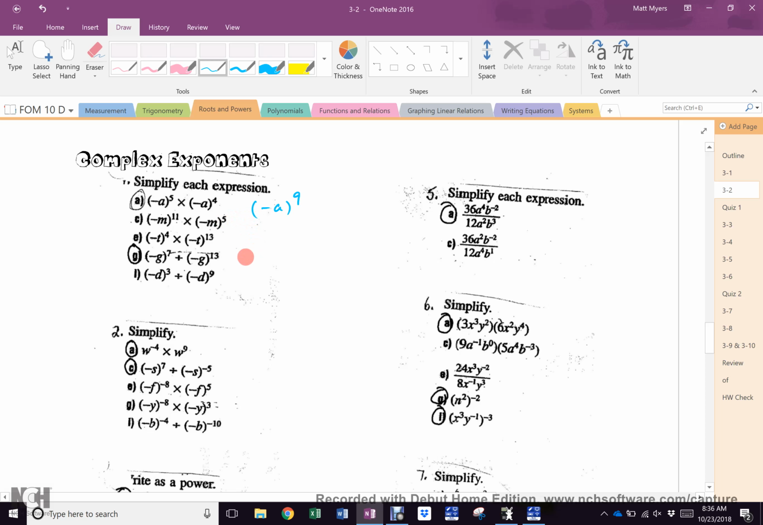So is that negative A to negative 6? Where? For G. No, well, that's a G. Negative G to the negative 6. What's wrong there? 1 over negative G to the 6th.